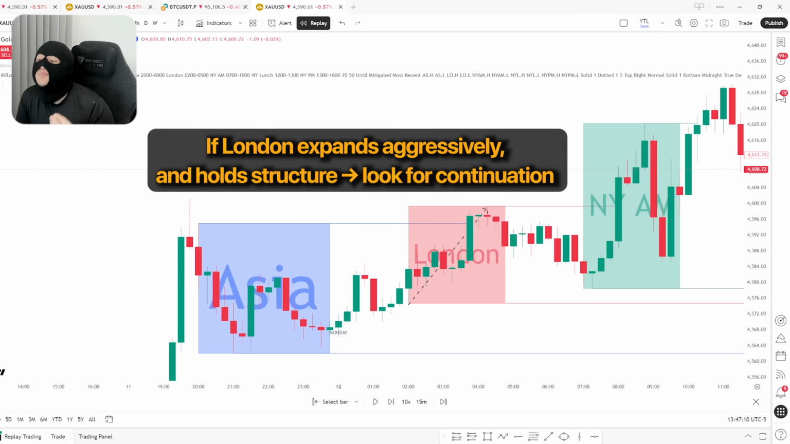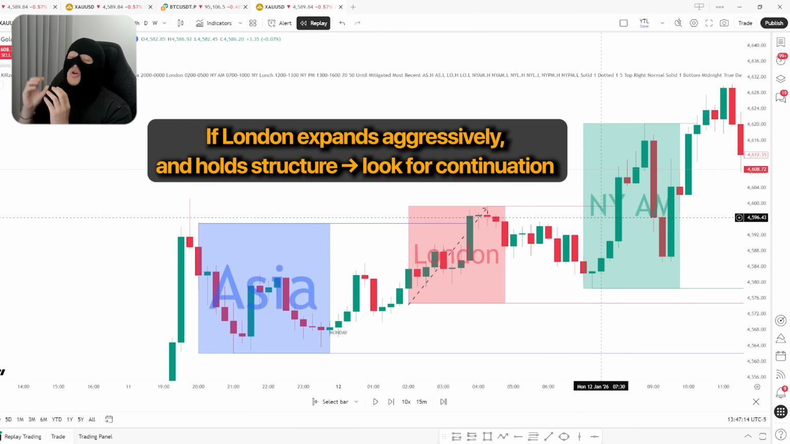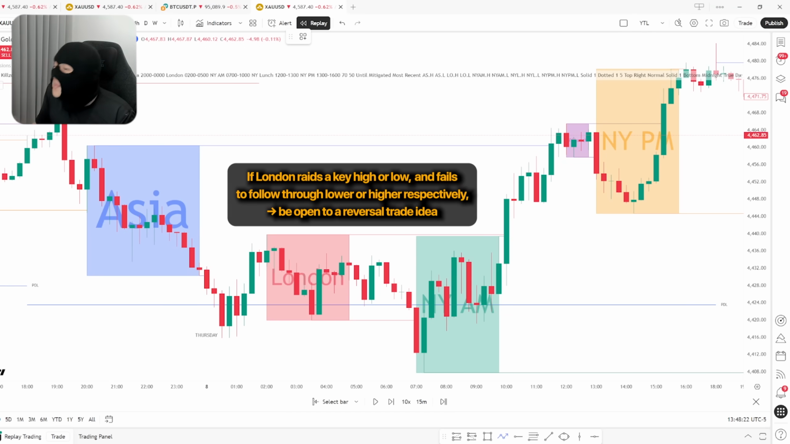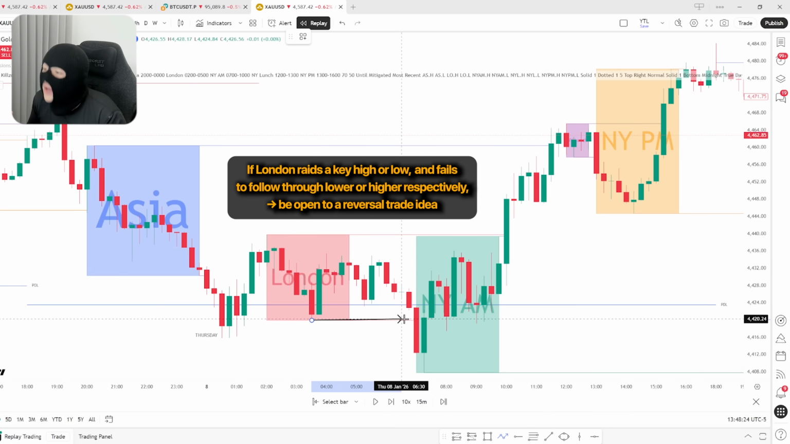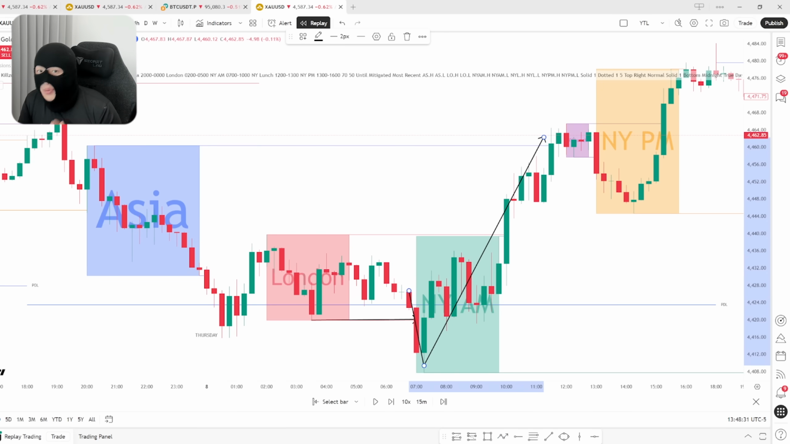If London expands aggressively and holds structure, look for continuation. If London sweeps a key high or low and fails to follow through, be open to a reversal trade idea. You do not need to predict this in advance. You let the market show you. Our job isn't to be right about predicting where price will go. It is to be aligned with what the market is telling us at that specific time.